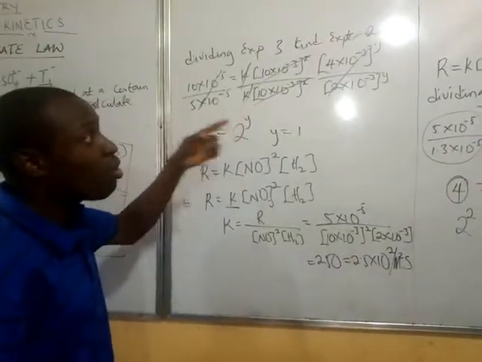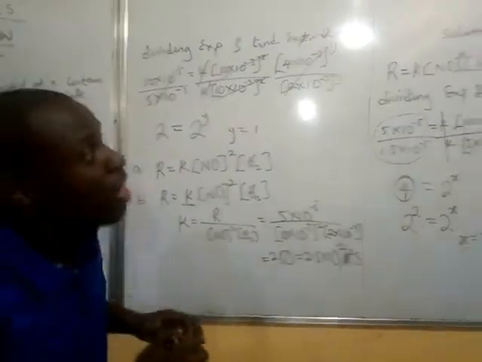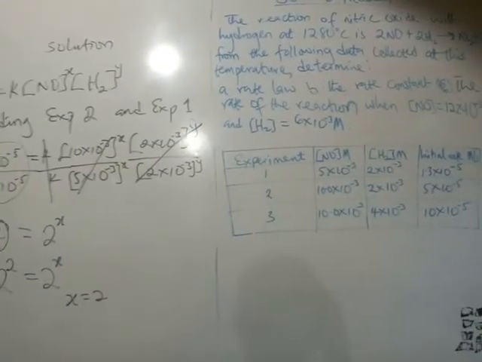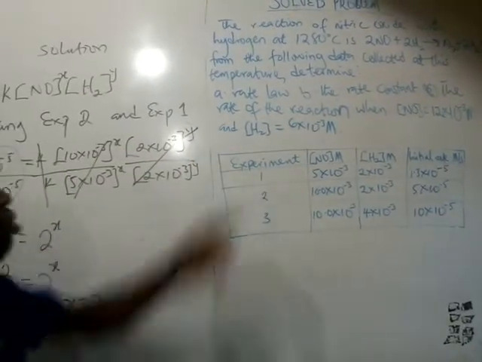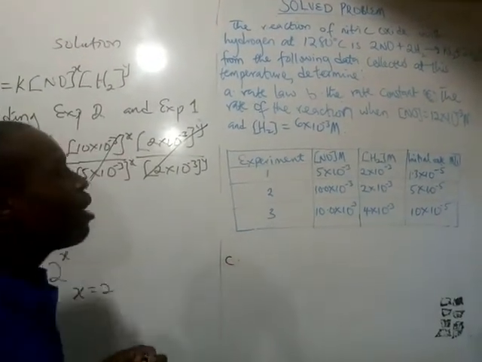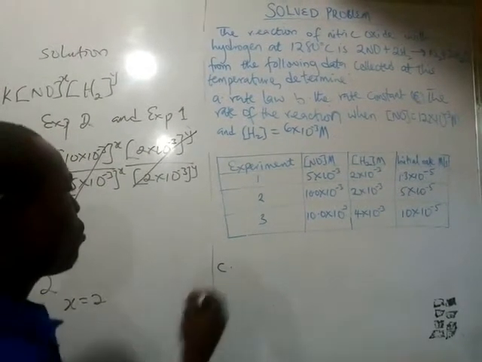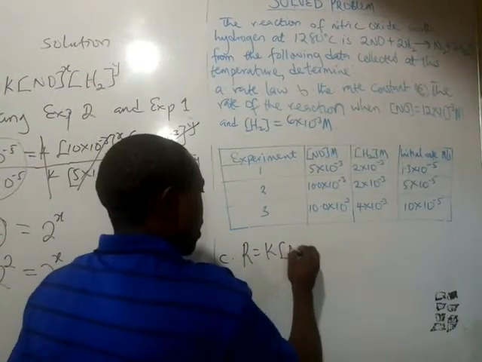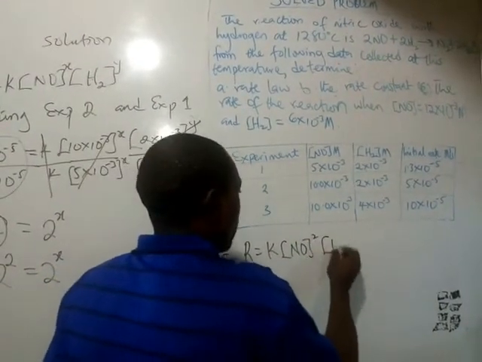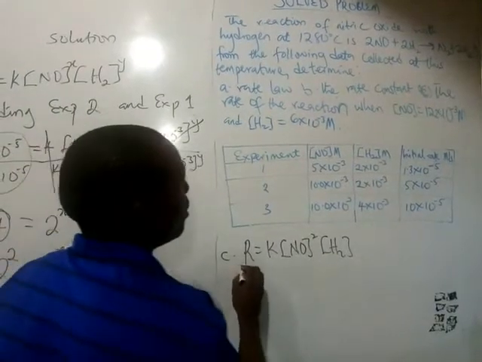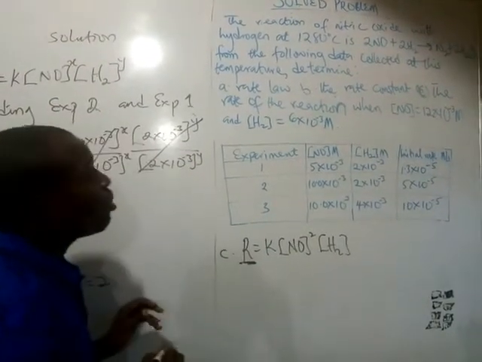The next question says the rate of the reaction when NO is equal to 12 times 10 minus 3 and H2 equal to 6 times 10 to the minus 3. So what do you do? It's very simple. To calculate for the rate here, you just quickly move swiftly to say R is equal to K NO squared H2. Now you are looking for the rate of this reaction.